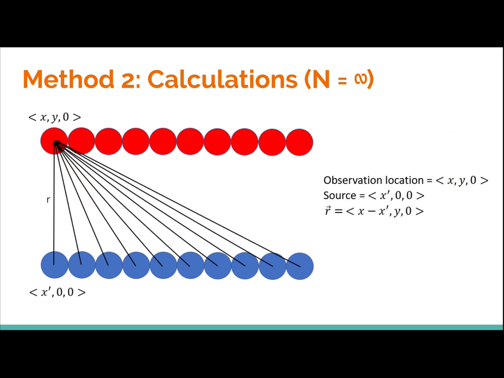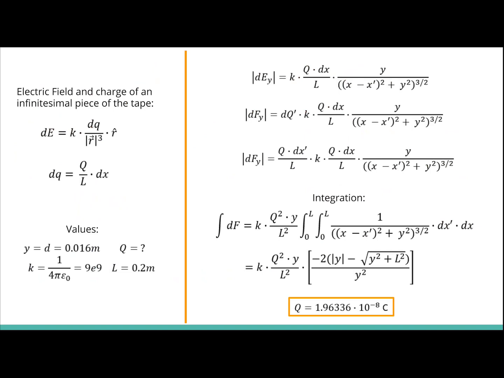I call the top tape charge we are observing the observation location with vector x, y, 0, and the lower tape that generates the electric force the source with vector x prime, 0, 0. The r vector would then be x minus x prime, y, 0. I will call the electric field and the charge of an infinitesimal piece of tape dE and dQ. Then if I plug the dQ equation into the dE equation and plug in the value of r, I get the first equation on the right.